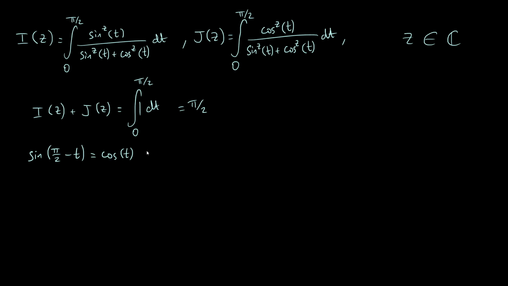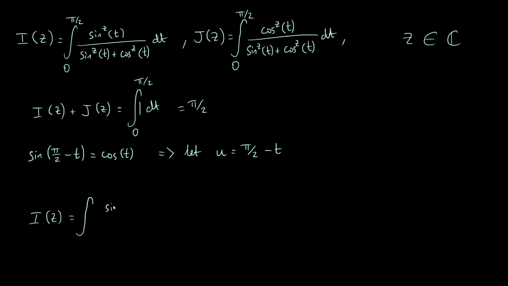Okay, so what I would like to do based on this is introduce a new variable. So I'm going to say let u be pi over 2 minus t, and we're going to use this as a change of variable in one of our integrals. And when we change our variable, we also have to change the limits. So let's just consider I and see what happens when we do that change of variable. So I of z is the integral, and I'm going to leave the limits blank for now.